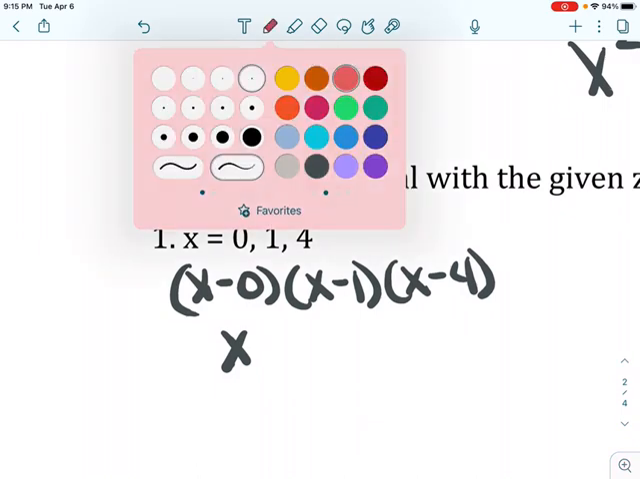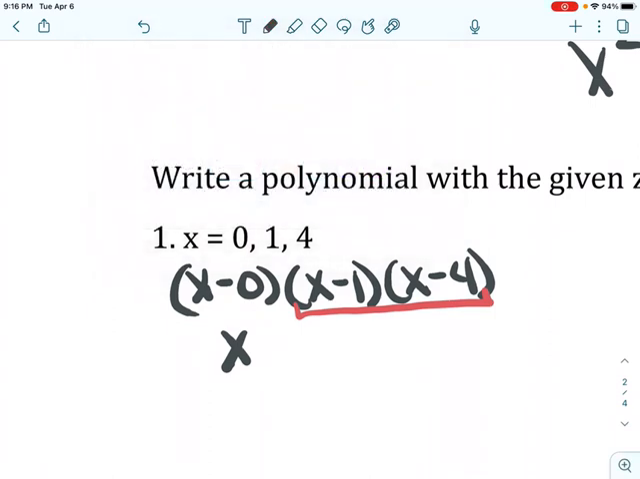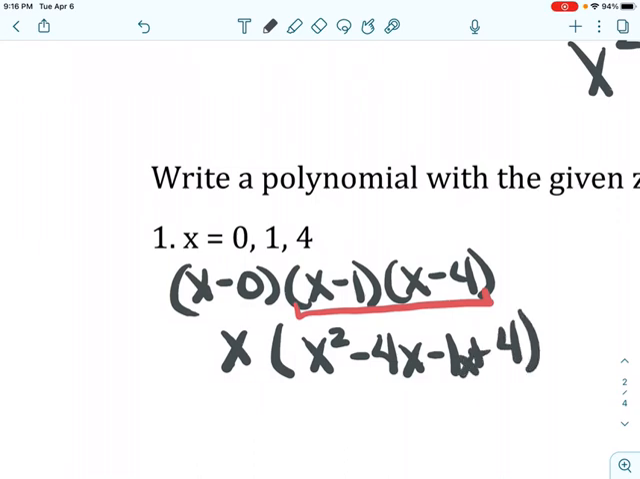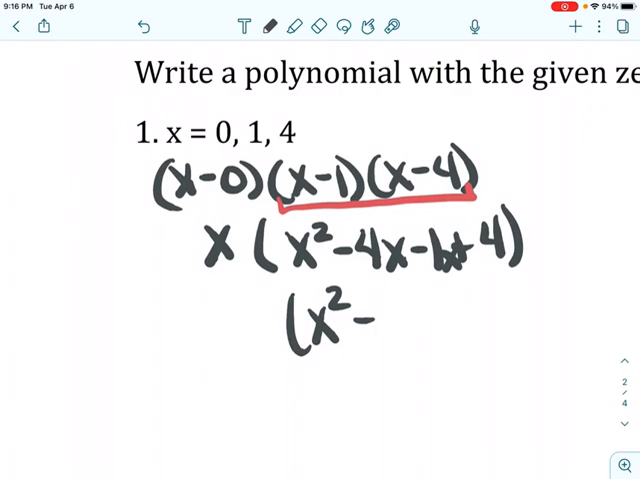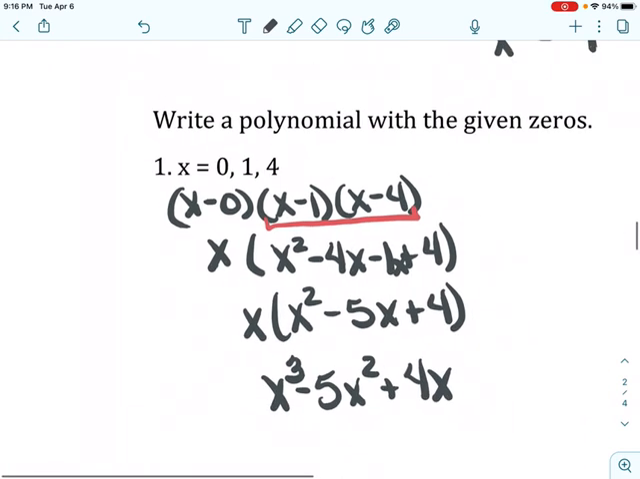And again, I'm going to multiply these two together. And again, the order in which we multiply things really doesn't matter. Remember, the commutative property allows us to do that. I'm just saying I'm going to multiply these. It really is your choice. Okay. So I get x squared minus 5x plus 4. I still have this x out in front, which I'm going to distribute. So I get x cubed minus 5x squared plus 4x. All right, let's try another one.